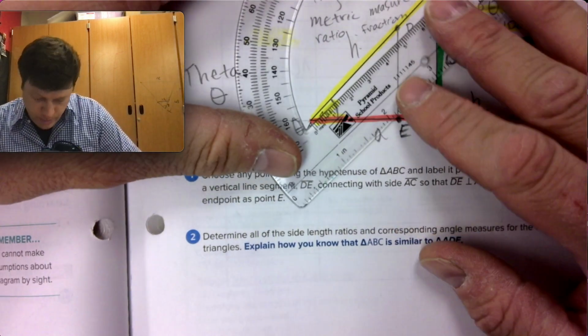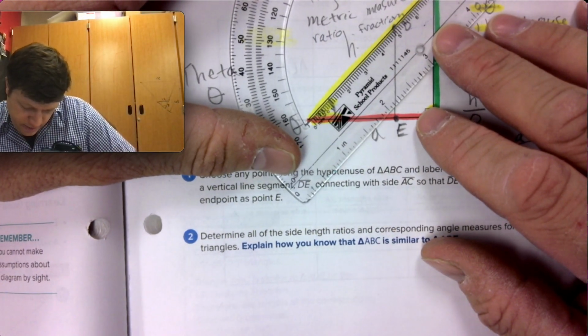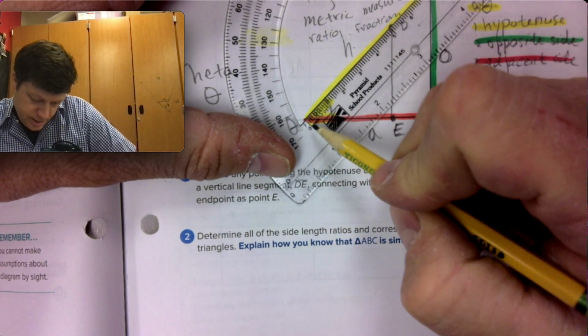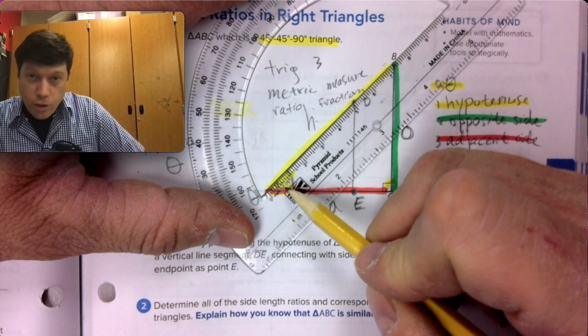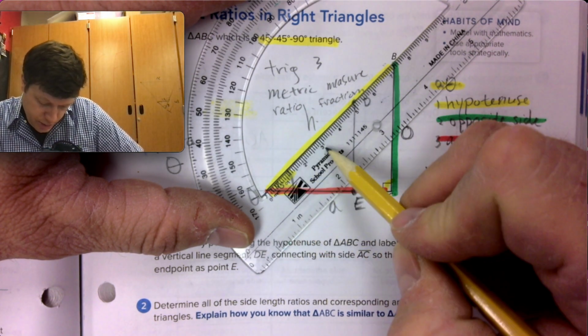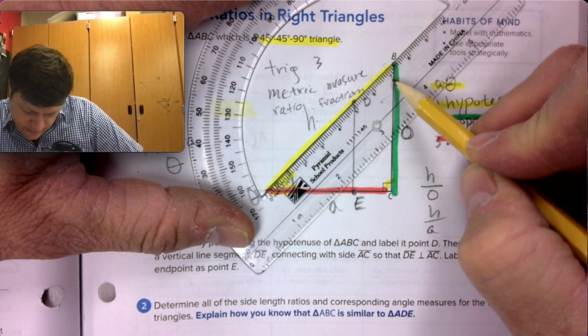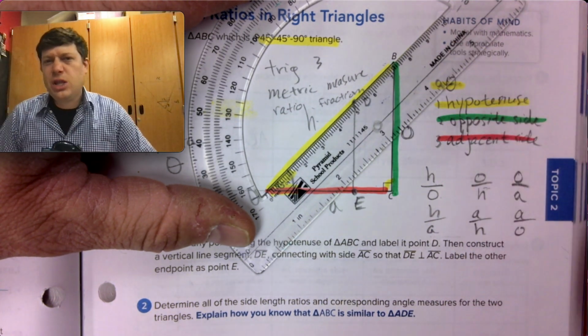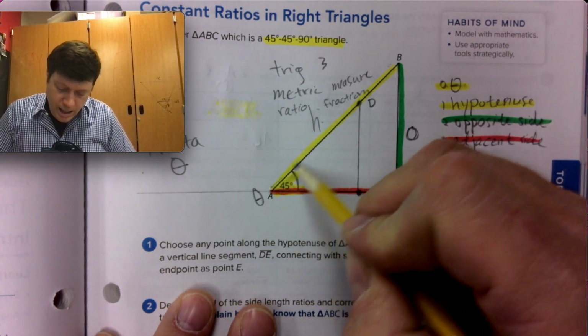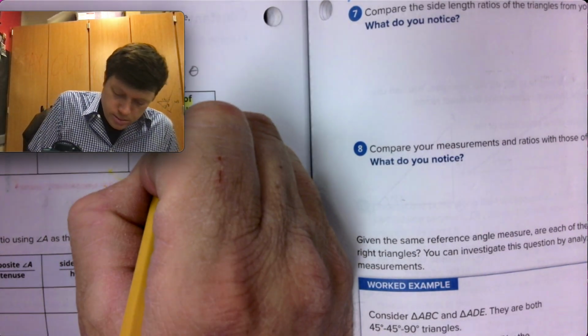So we're going to measure. I'm going to get 70. Putting the 0 on the beginning and then going in groups of tens. So 10, 20, 30, 40, 50, 60, 70, 71, 72, 73. I want to say 73 millimeters. This entire line from A to B is 73 millimeters.